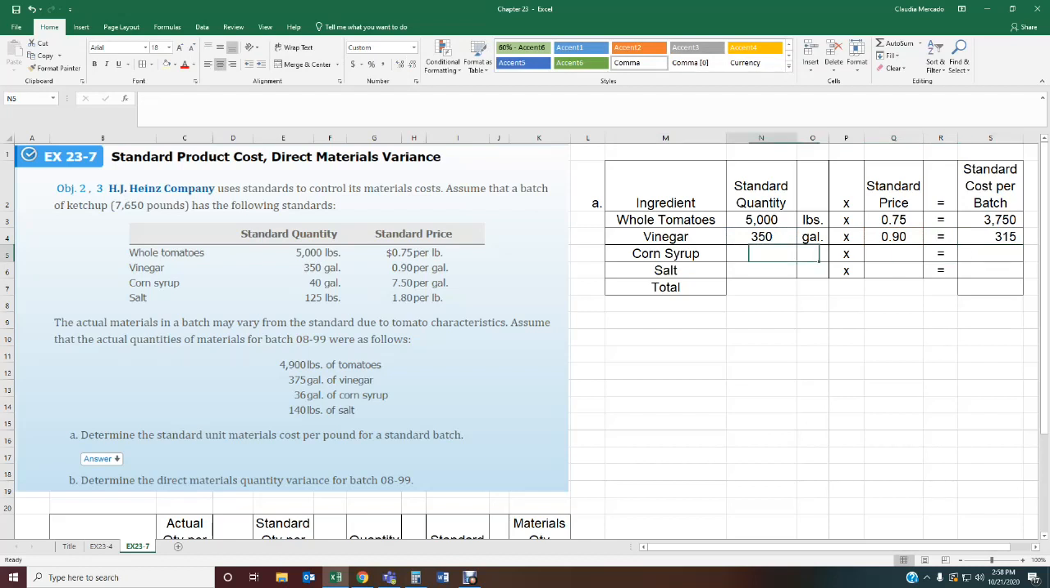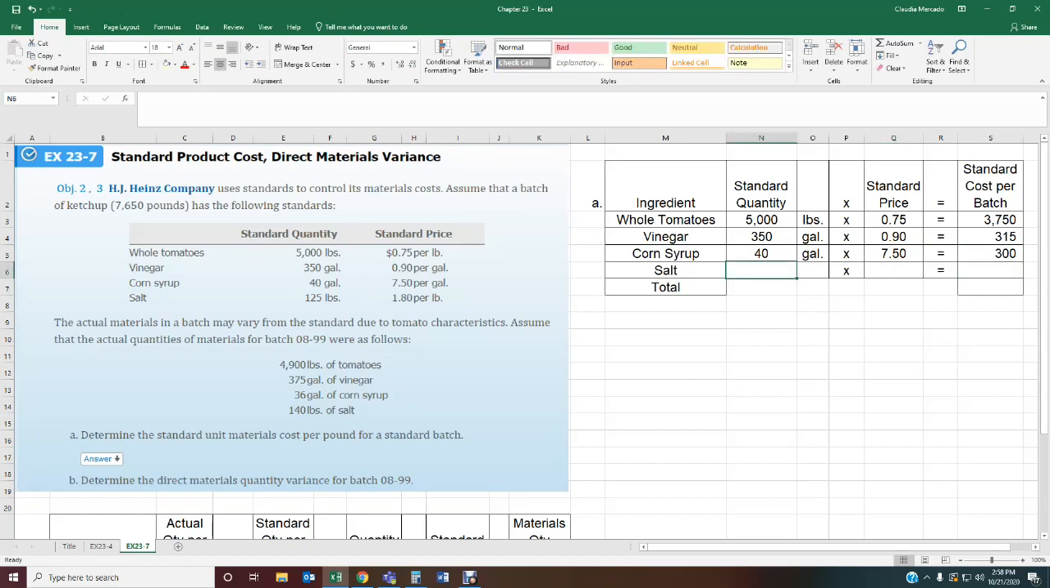Okay. Now I'm going to do corn syrup. For the corn syrup, I've got 40 gallons, and my standard price is $7.50. And then that's going to be 40 times 7.50. That gives me $300. So all I'm doing is multiplying. It's just that I'm doing it in Excel. It's just easier for me to do.